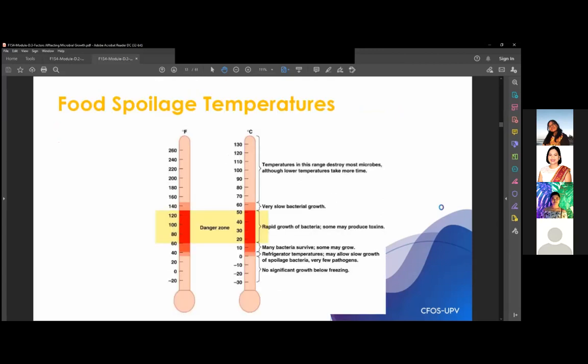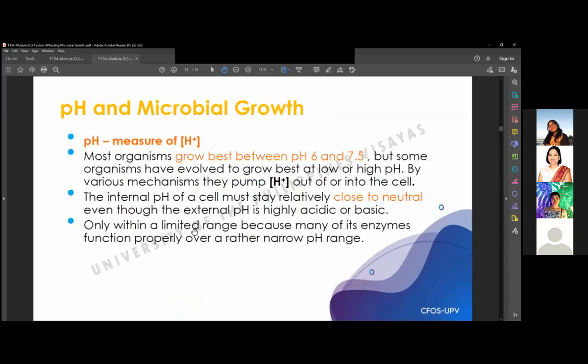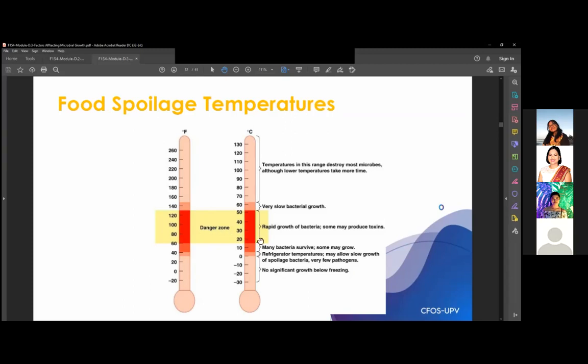May mga upper temperature limits na for different microorganisms. And this one shows the food spoilage temperatures. So why is it important for us to determine the growth requirement of the microorganism? Because they are responsible in some way for spoilage of our food. And we have to take note of the danger zone, kung anong temperature sila mas nag-grow and mas nagko-cause ng spoilage. Okay, next slide. So that's between 18 to 35, 18 to 50 degrees Celsius.